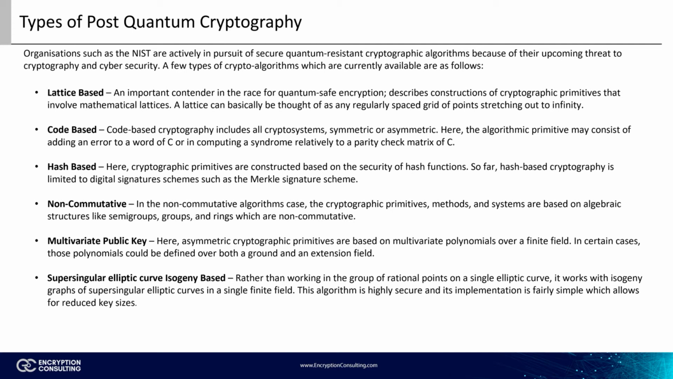Non-commutative cryptographic primitives, methods, and systems are based on algebraic structures like semigroups, groups, and rings, which are non-commutative. With multivariate public key, asymmetric cryptographic primitives are based on multivariate polynomials over a finite field. Finally, there is supersingular elliptic curve isogeny-based cryptography. Rather than working in the group of rational points on a single elliptic curve, it works with isogeny graphs of supersingular elliptic curves on a single finite field.